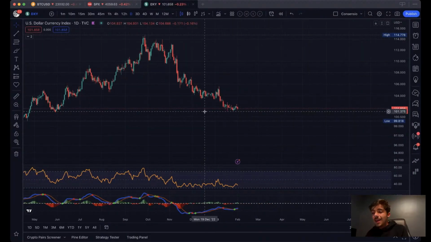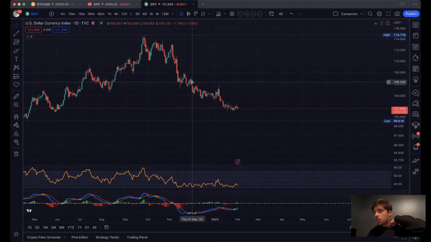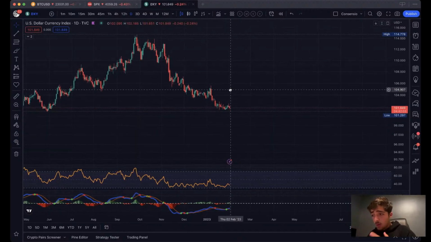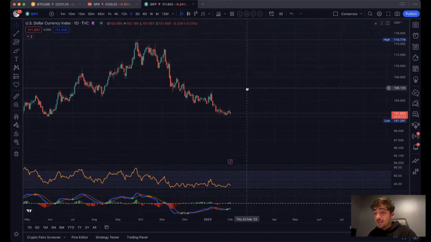Now, I'm going to see the DXY as well. The reason why I'm sharing the DXY is because, if you don't know, the DXY is the strength of the US dollar. So when the DXY falls, Bitcoin tends to increase. And when the DXY increases, Bitcoin tends to fall. So that's why I want to conduct some analysis on the DXY as well.